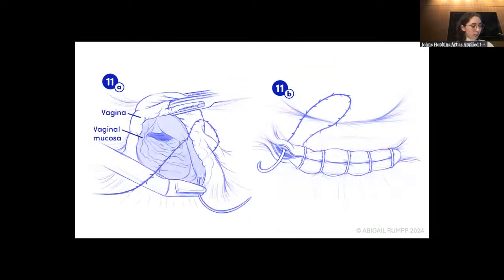For closure, the vaginal cuff is closed using simple running barbed sutures. Closing the vaginal cuff involves suturing both the vaginal mucosa and underlying fascia to reinforce the pelvic structure. In addition to this, incorporating the uterosacral ligaments into closure further stabilizes the pelvic floor, reducing the risk of postoperative prolapse. This is essential for maintaining long-term pelvic floor integrity and function.